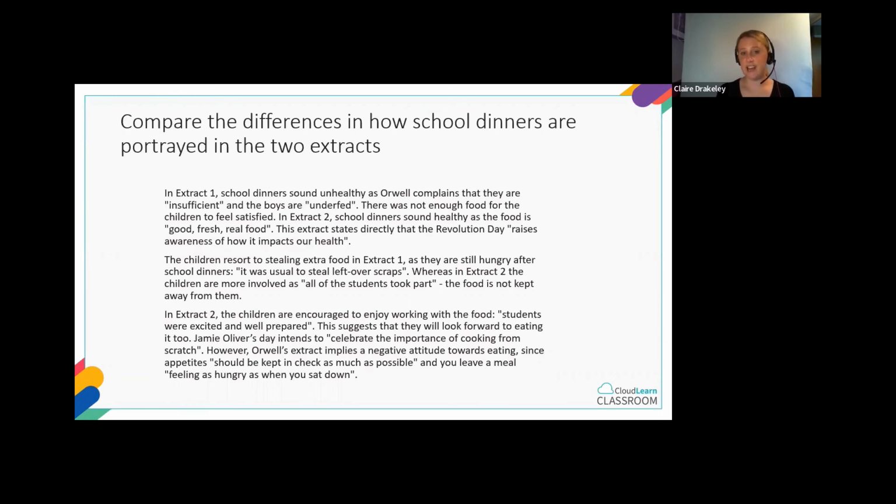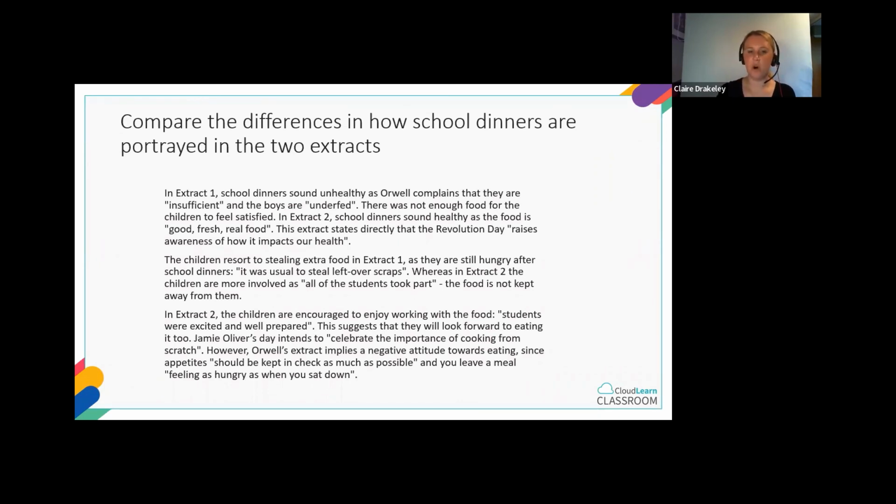In this lesson now, we're going to keep it a little more simple for time's sake. So we're going to compare the writer's perspective. So we're going to compare the what and not how they present those. So let's pretend our essay question in this instance is: compare the differences in how school dinners are portrayed in the two extracts. Here is a sample answer for this. I haven't written this. This is from BBC Bitesize.